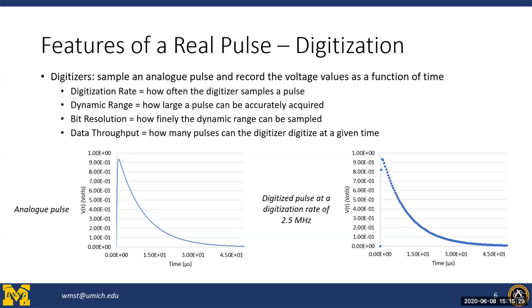Digitizers also have 3 other parameters that I really want to talk about. The first is the dynamic range. And this is effectively how large a pulse can be accurately acquired. And we'll define what I mean by accurately later on.